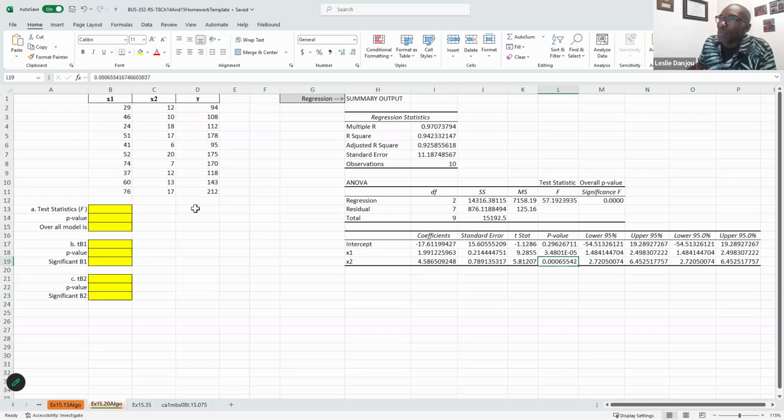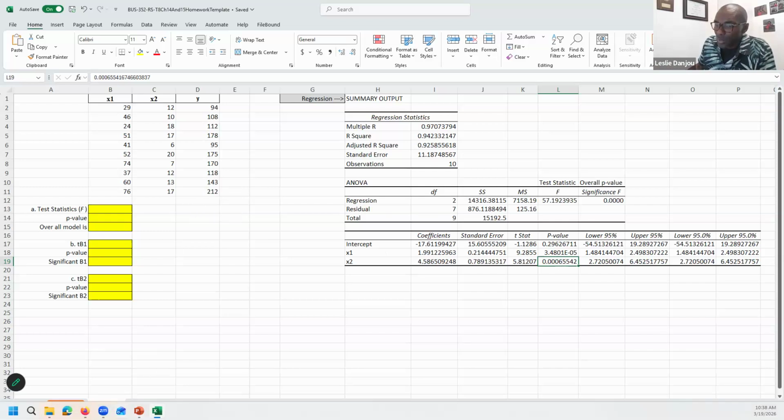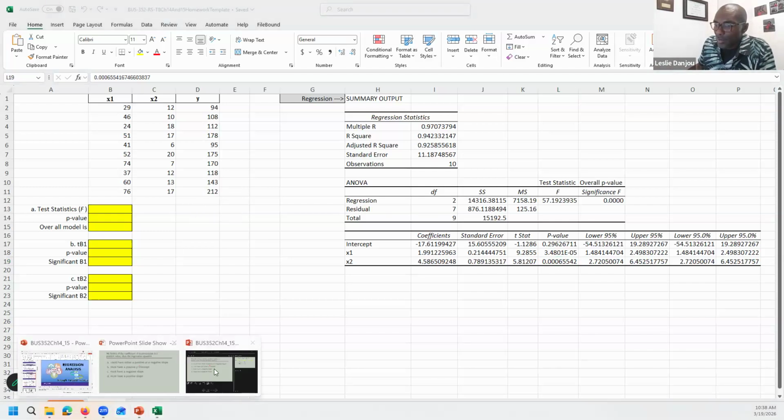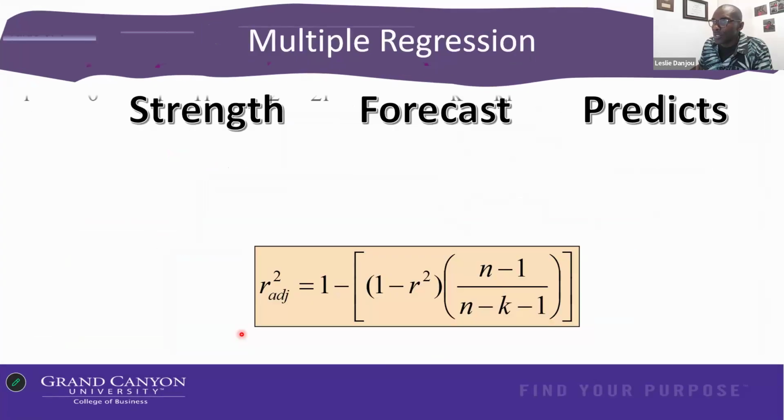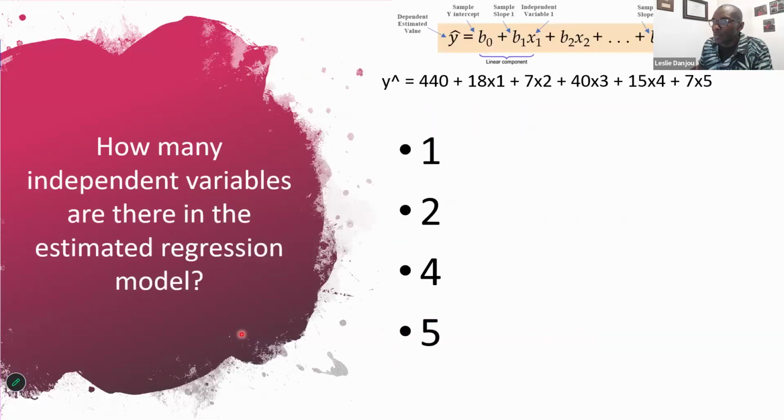I believe that this one, let me look, is an exam question as well. Let's scroll through and see what we're going to be looking at for the exam.